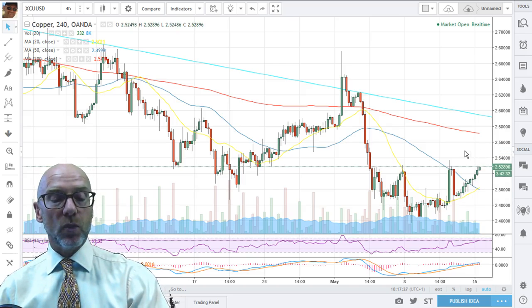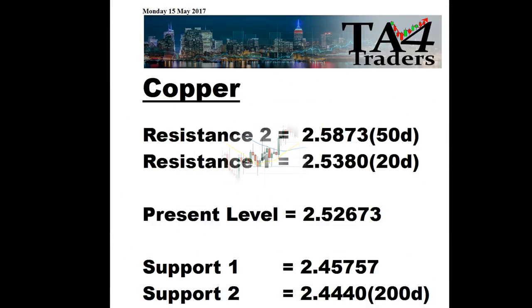Looking at the support resistance on copper, as I've said, we've got those downtrending 20 and 50-day moving averages, 253.80, 258.73, with support at 245.757, and then that 200-day 244.40.